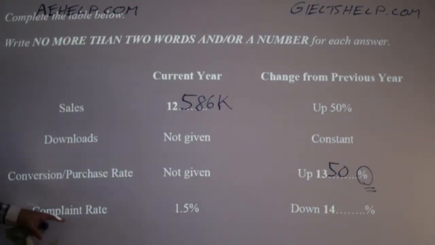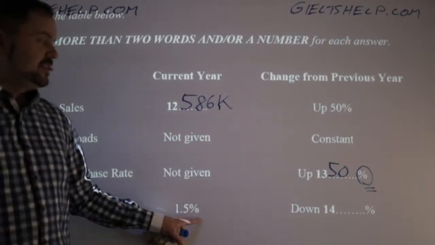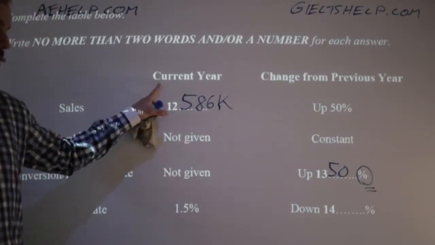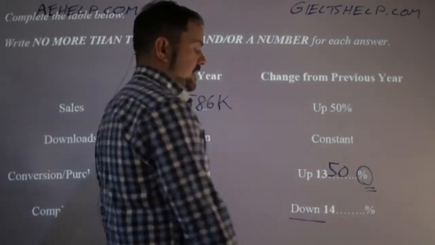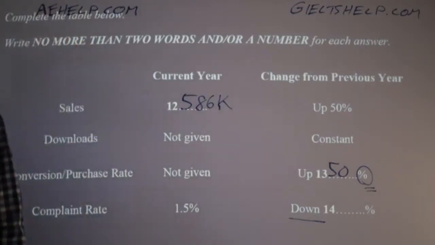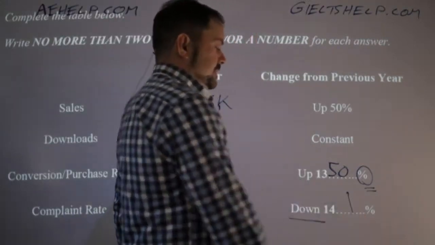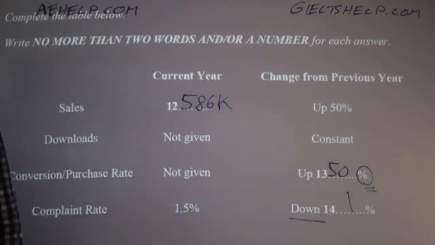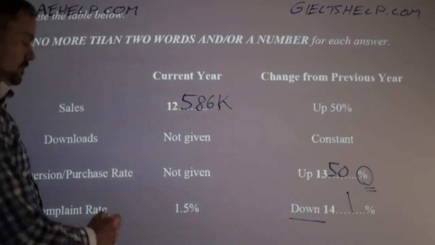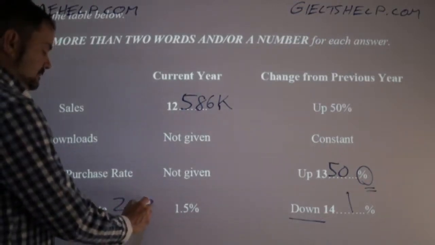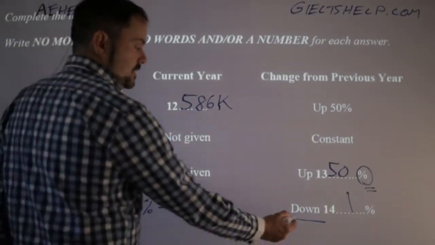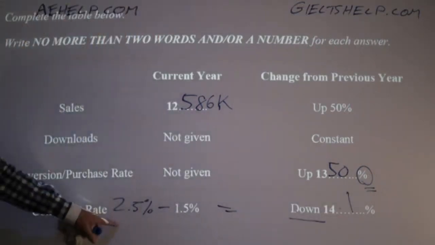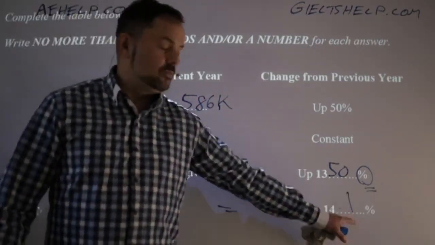The complaint rate is 1.5% in this year. Last year was 2.5%, so you had to do a little bit of math here. It's down by how much? Ramneek, very good. Ramneek says it's down by 1%. Yeah, it's down by 1%, not 2.5. Okay, so 2.5 last year, 1.5% this year equals down by 1%. Okay, so 2.5 minus 1.5 equals 1.